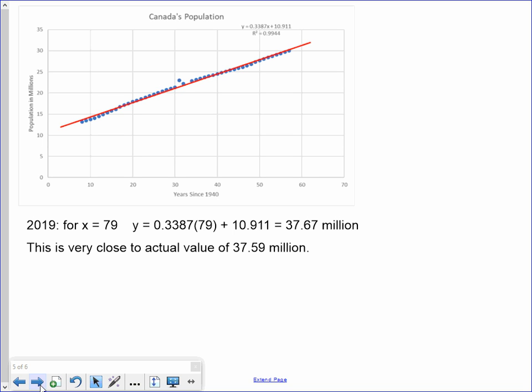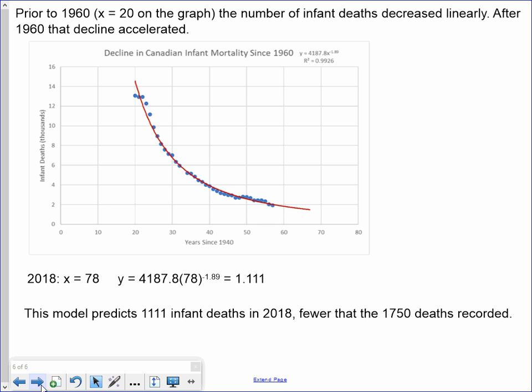Then we did our second fitting, where we fit a nonlinear model, or a power series, to our infant mortality graph. So in this one, we wanted to identify the key trend. And so what we might say in words is what I've written up there at the top, that prior to 1960, or x equals 20 on the graph, the number of infant deaths decreased linearly. After 1960, that section of the data that we chose to model, that decline accelerated. So what we see in that graph is that steep decline in infant deaths since 1960, with it leveling off towards the end.